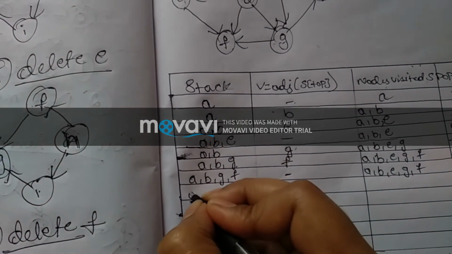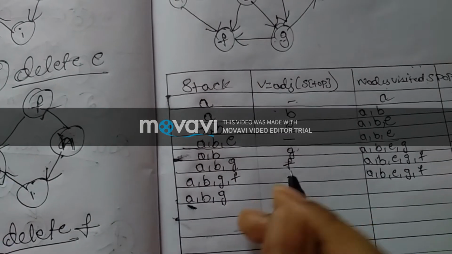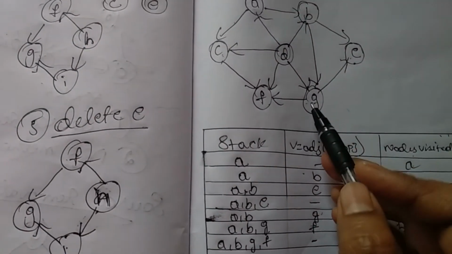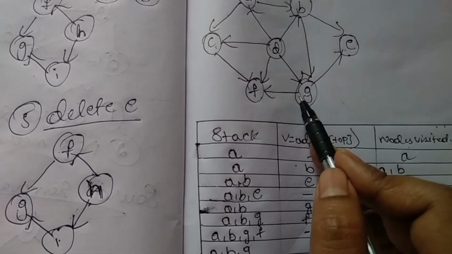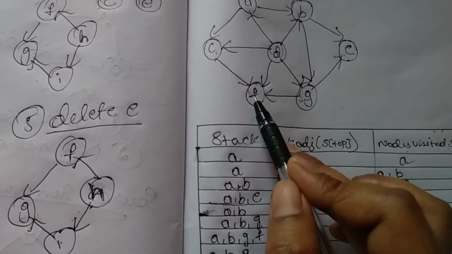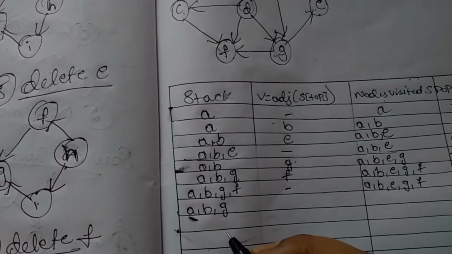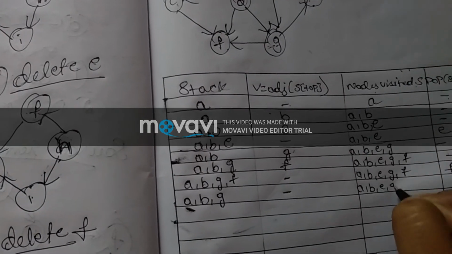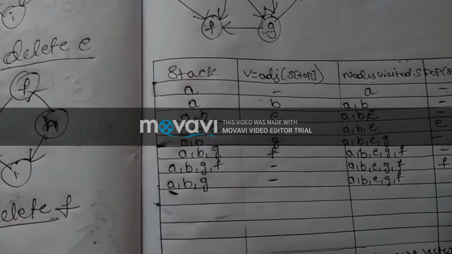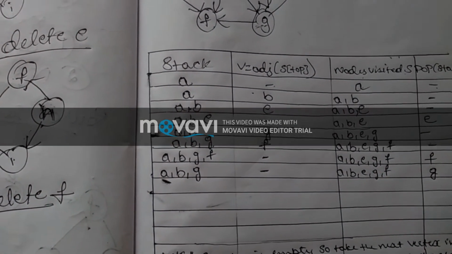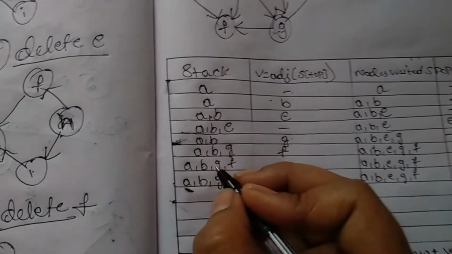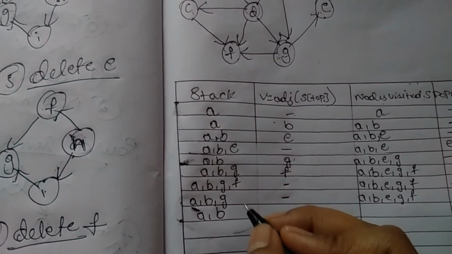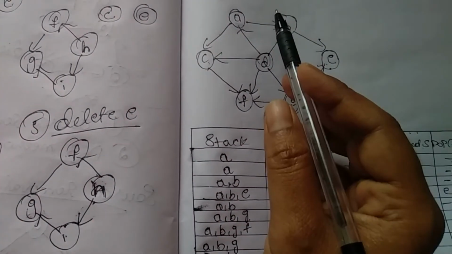Okay, now what will be there on the stack? A, B and G. Again I'll come back to G. Is there any other vertex adjacent to G? No, there is only one outgoing edge to F. So again there is no adjacency vertex. This will remain as it is. Now no adjacency vertex means pop G. I have popped G. Now what will be on top of the stack? A comma B.